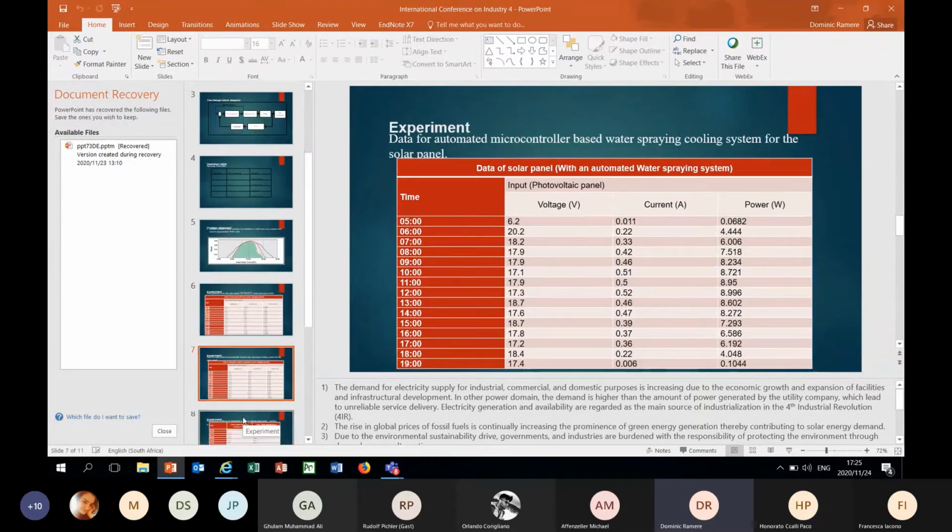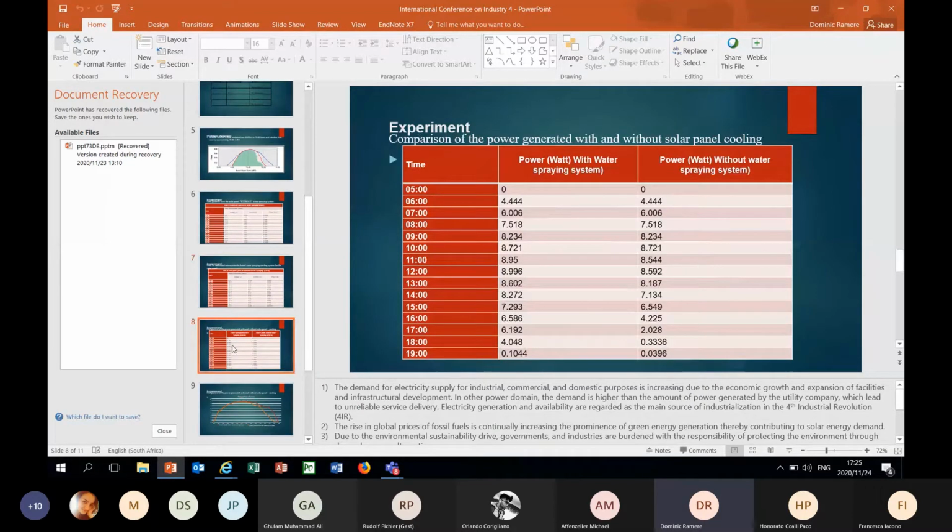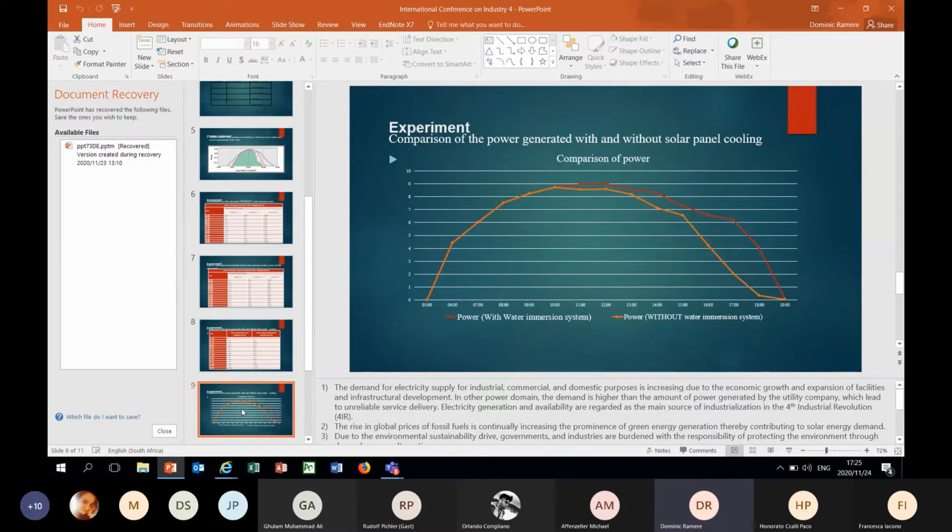And the other one shows the results we got after implementing the strategy of spraying the solar panel with water for cooling. So this is the comparison of the power generated by both solar panels, the one that is equipped with a spraying system and the one without a spraying system. The comparison was further made into graphs.